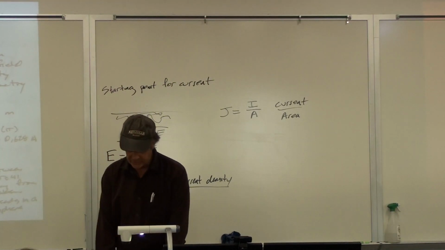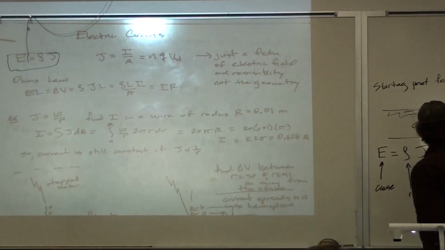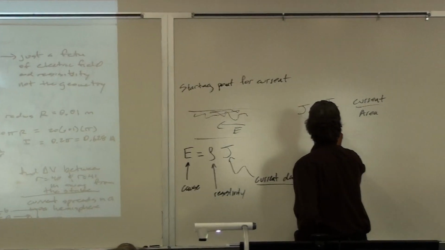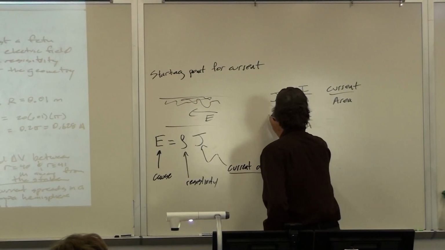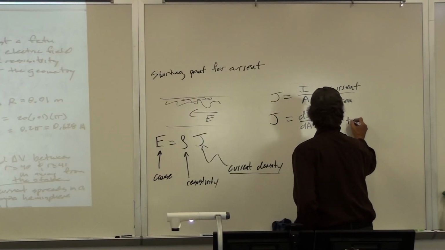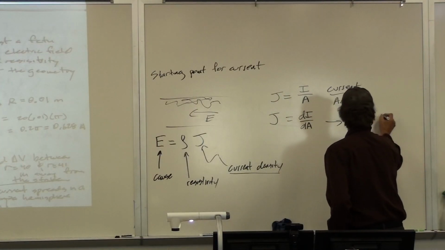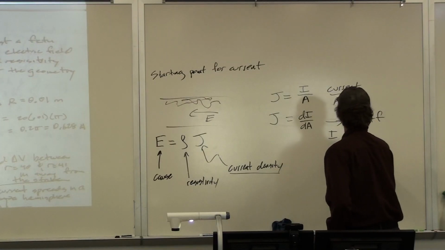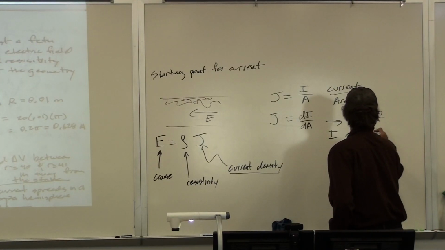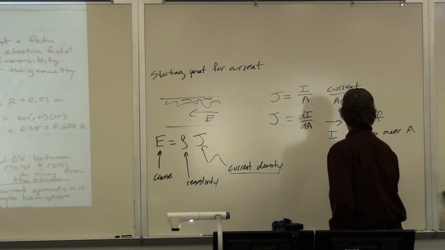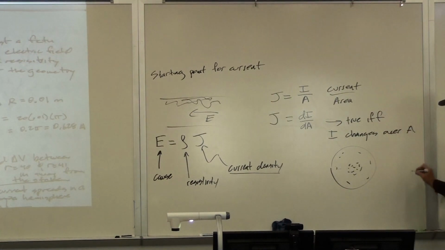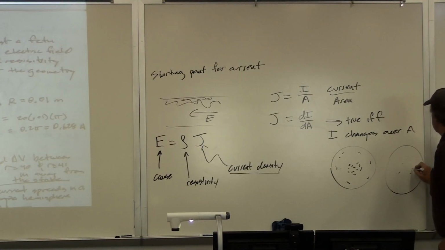And so with that definition then, we can say, and here this is, in a more general sense, going to be written as dI/dA. But this is true if and only if the current I changes over the area. In other words, you might have more current in the center and less current out near the outside. Or the reverse. You could have less current inside and more density out near the surface, like this.